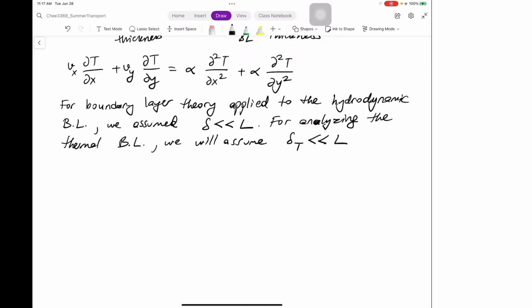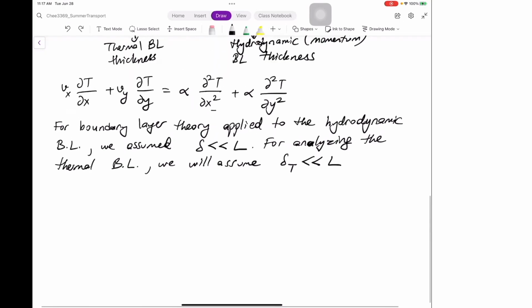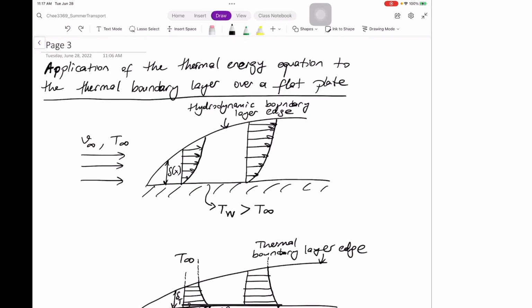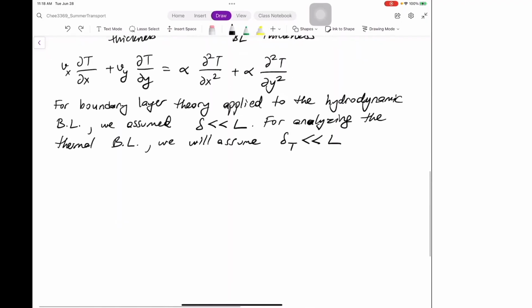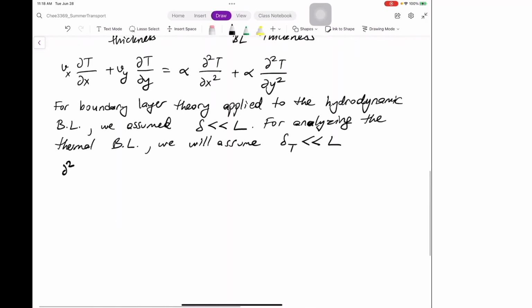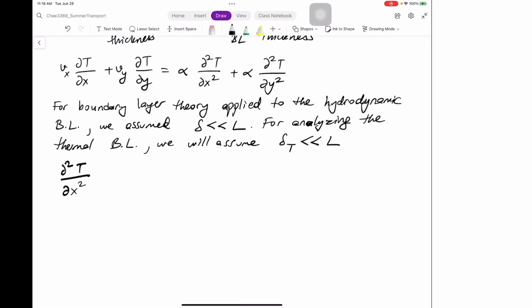Okay. Now, what happens to these equations with these assumptions? Let's have a look at each and every term one by one, like this term, this term, this term, and this term, and let's see how they change, how they can be approximated. So the del squared T over del x squared term, the first term on the right hand side, you can approximate it as T wall minus T infinity divided by L squared.